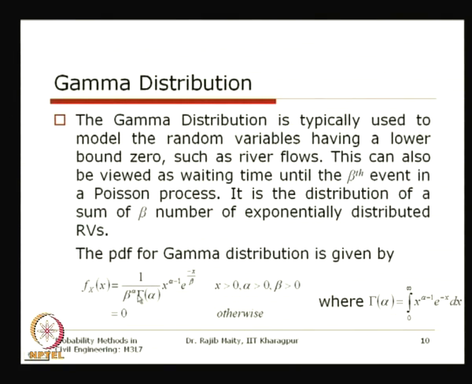If we just put alpha equals 1, this will become 1 by beta, and we know that gamma 1 is equal to 1. So, 1 by beta, and x power 1 minus 1 will vanish, this will be 1. So, e power minus x by beta. What we saw in the exponential distribution was lambda e power minus lambda x. So, if we put lambda equals 1 by beta here, we get the same form of the exponential distribution from this gamma distribution.